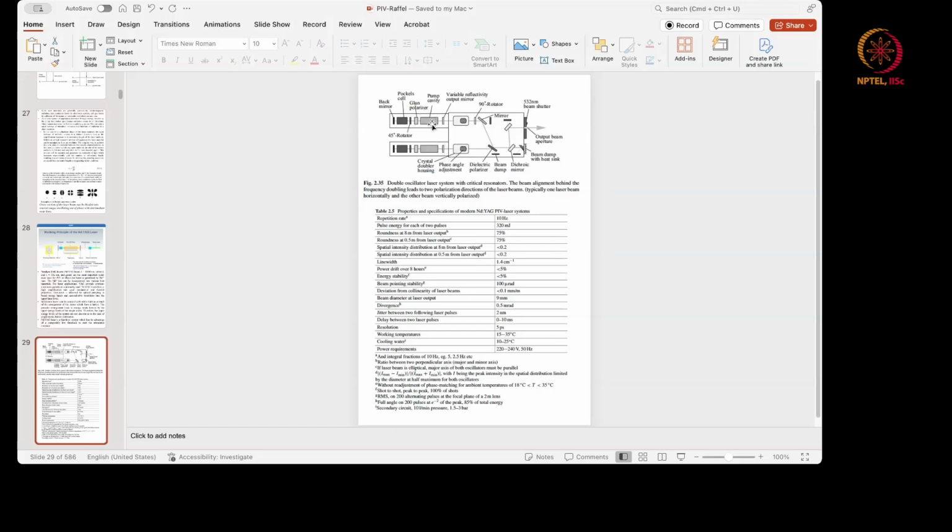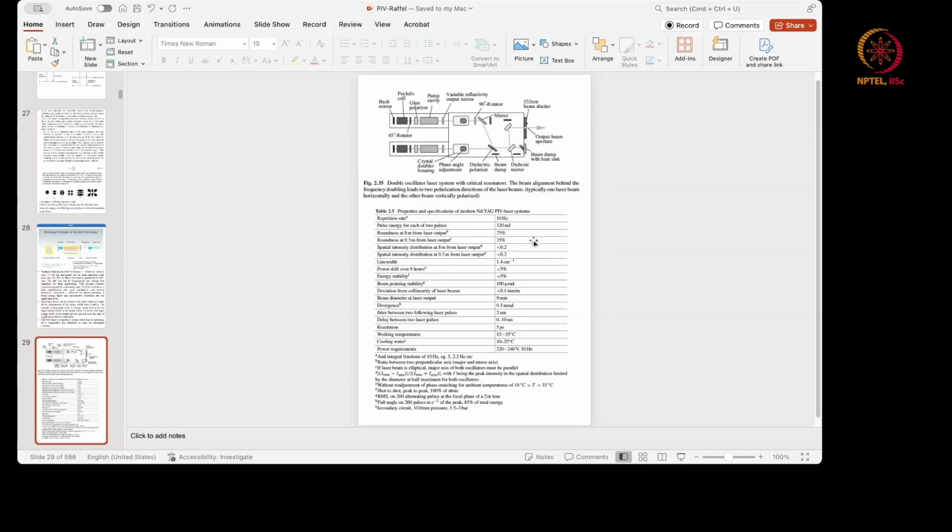So this is the pump cavity. Basically, these are the Pockels cells, and this is the variable reflectivity mirror. And then you have the crystal doubler, then you have the polarizer, and then you have the dichroic mirrors, and then you have an output beam.